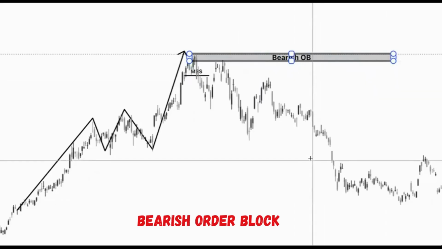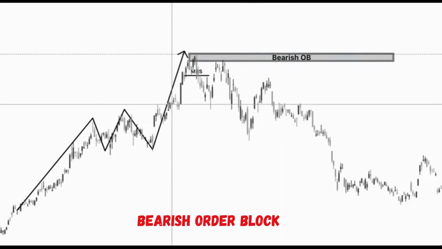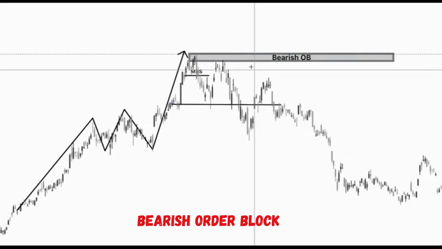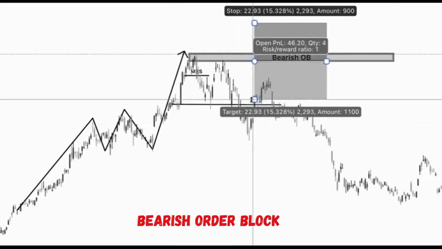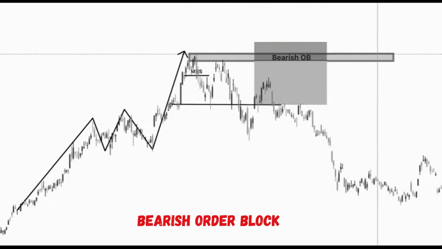Instead of selling immediately, we wait patiently for price to retrace back into the order block. Once price shows bearish rejection from this zone, we can begin looking for selling opportunities. Enter at the rejection candle on the bearish order block, stop loss on the top of the swing high, and target is your next resistance.